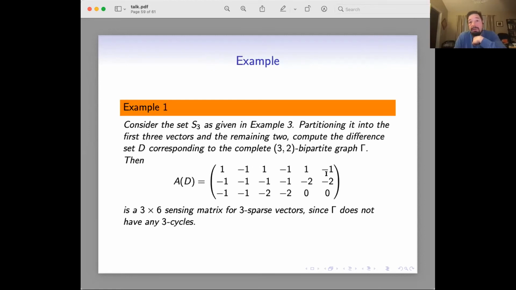Okay, so here's a simple example. Taking the set S3 in one of the two examples I showed you, I can partition the set into the first 3 vectors and the remaining 2. Then compute the difference vectors and take the corresponding 3, 2 bipartite graph. Then here is a 3 by 6 Sensen matrix for 3 sparse vectors, since this graph does not have any 3 cycles.